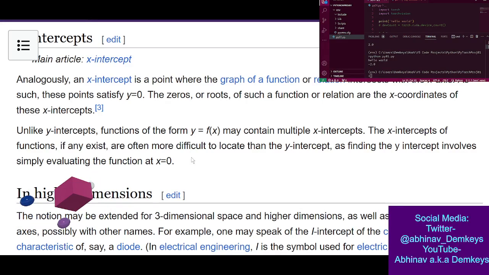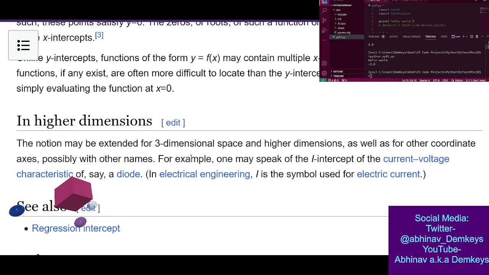The x-intercepts of functions, if any exist, are often more difficult to locate than the y-intercept, as finding the y-intercept involves simply evaluating the function at x equals 0. The notion may be extended for three-dimensional space and higher dimensions, as well as for other coordinate axes, possibly with other names. For example, one may speak of the I-intercept of the current voltage characteristic of, say, a diode.